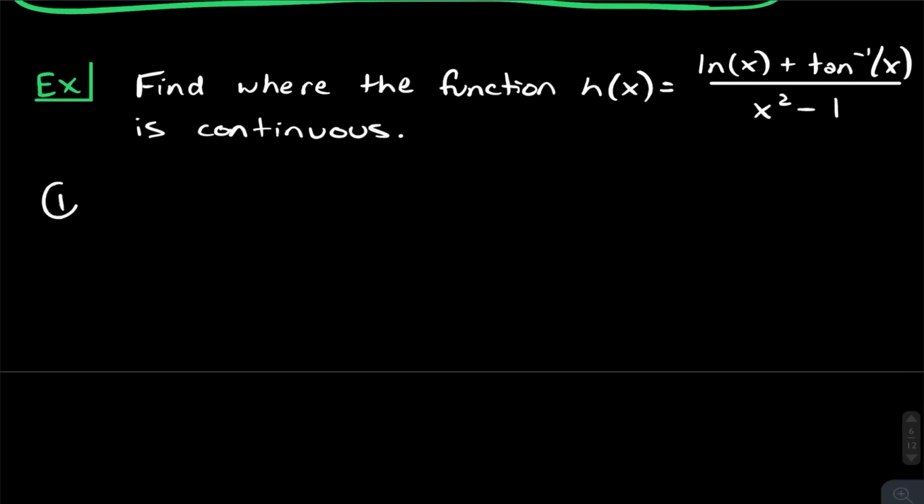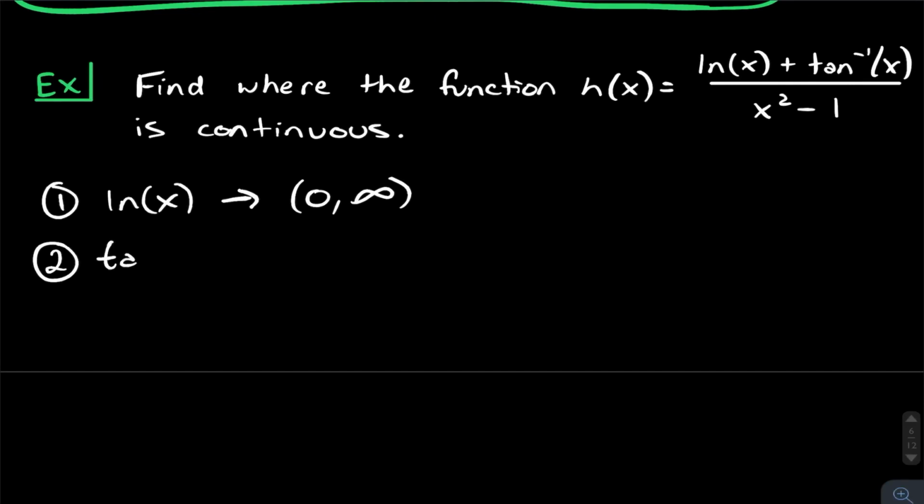So let's look at natural log first. Natural log of x is going to be continuous in its domain. And where's its domain? Well, it is from not including 0, but it goes up to infinity. You can't get 0 or a negative number, and that's why we're not going to include that. That's why we have a parenthesis. This is interval notation.